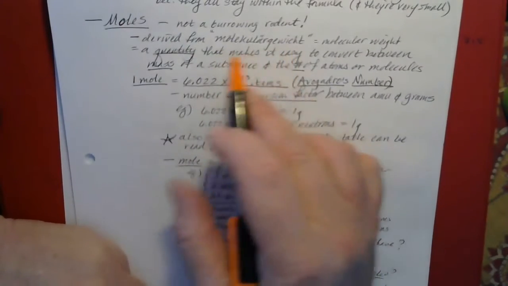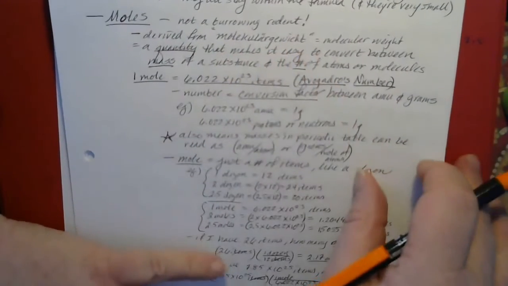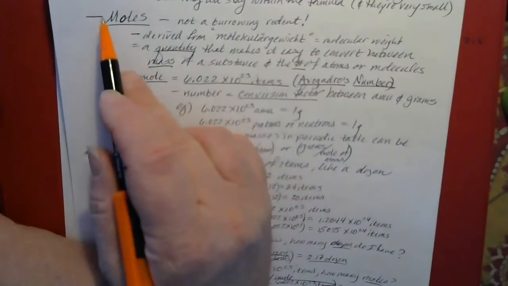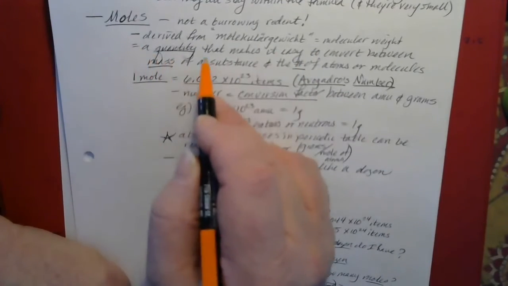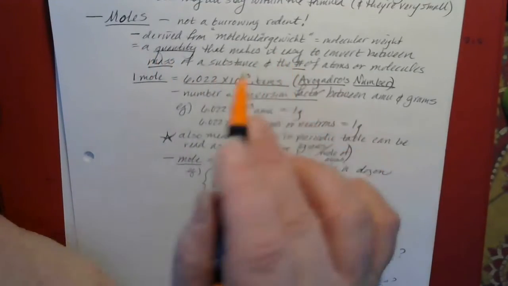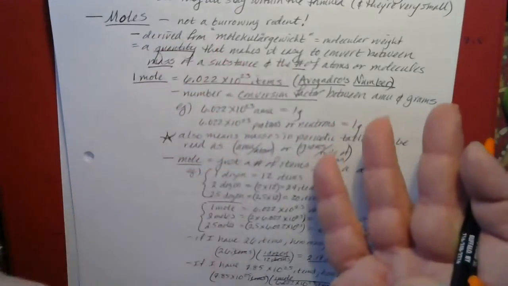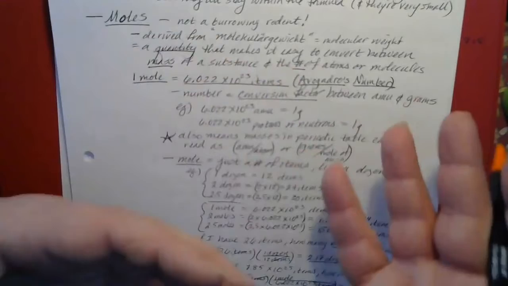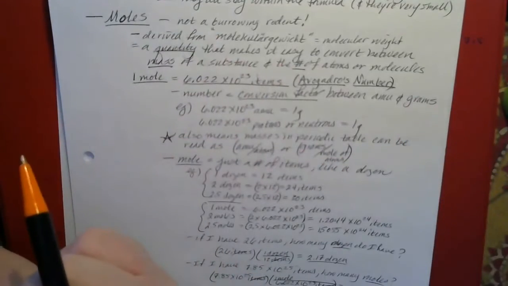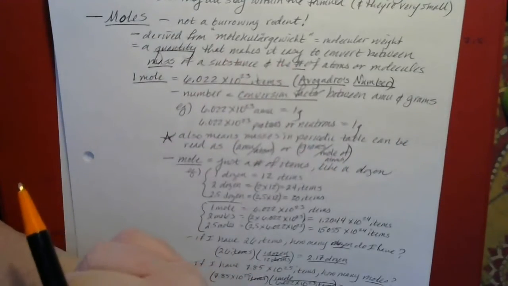The word mole is derived from the German word Molekulargewicht, which means molecular weight. And the mole concept is really just a quantity that makes it easy to convert between the mass of a substance and how many atoms or molecules are in that sample. And that's something that can be quite useful in chemistry.